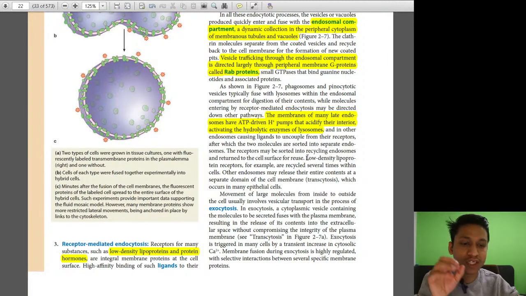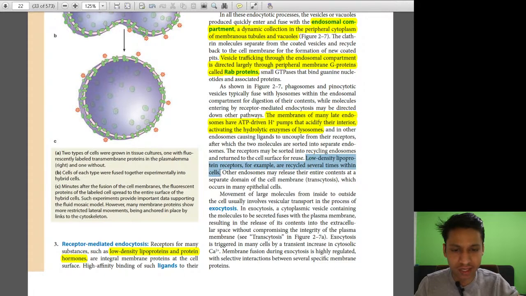We also need to know that these are mostly low density lipoprotein receptors that are usually recycled several times. So this can just be a question. We can have this highlighted: LDLs are the ones that can be recycled several times within the cell.